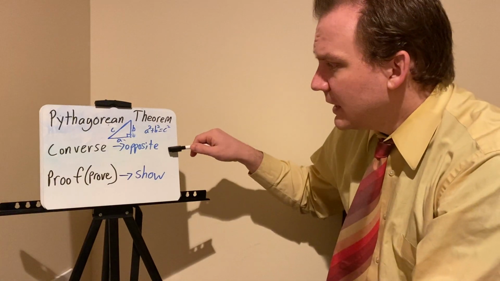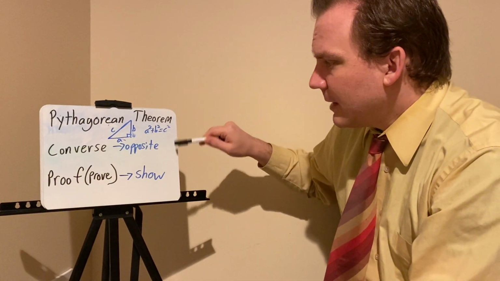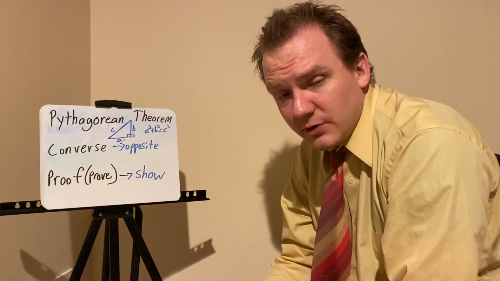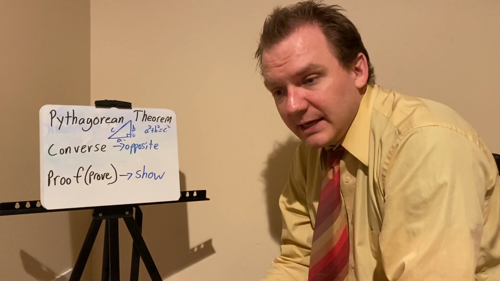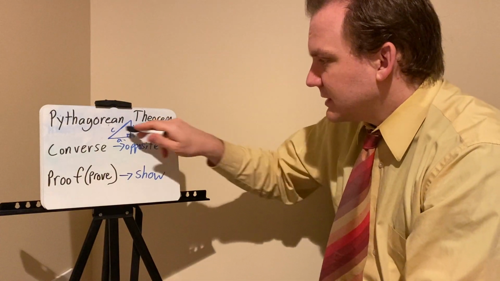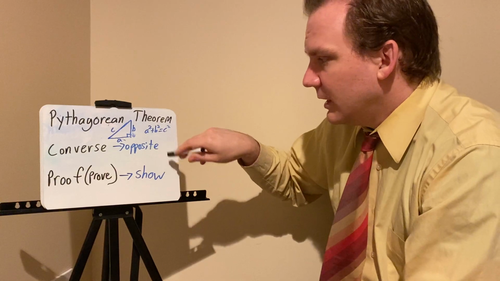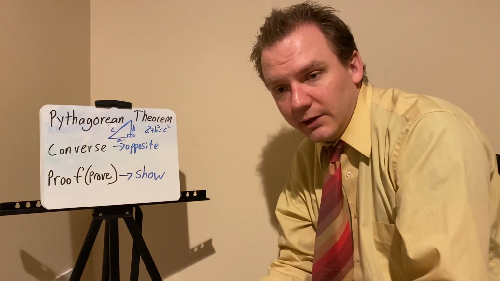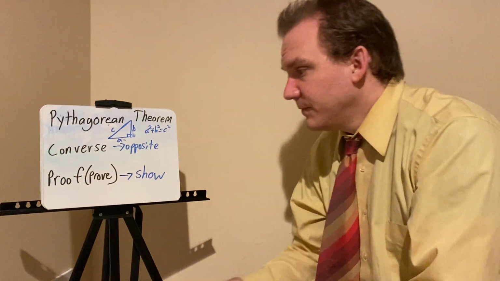The converse is the opposite of that. What that means is that if I have three sides to a triangle, but I don't know if it's a right triangle or not, I can do A squared plus B squared, and if it equals C squared, then it is a right triangle, and if it doesn't, then it's not. So I can use the converse to determine if a triangle is a right triangle without actually measuring the angles.